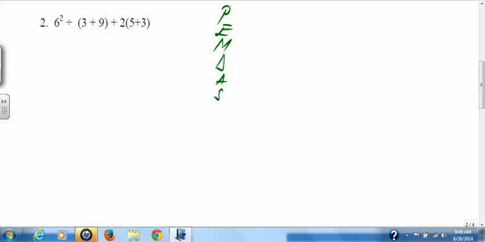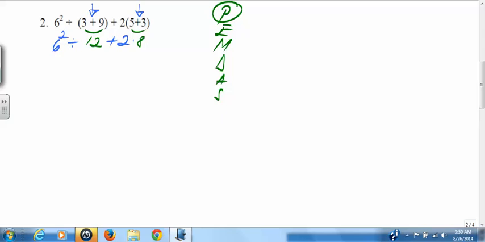do I have parentheses? Yes, I do. So I'm going to go with the parentheses first, and because you have two of them and they're not related to each other, you can go with one of them at a time, left to right, right? 3 plus 9 is what? 12. 5 plus 3 is 8. And write down everything else. Well, nothing changes here. I got 6 squared divided by 12 now, right? Because your parenthesis here is 12 plus 2 times whatever we have in the parentheses, and in this case we have 8. Good. Let's move on.